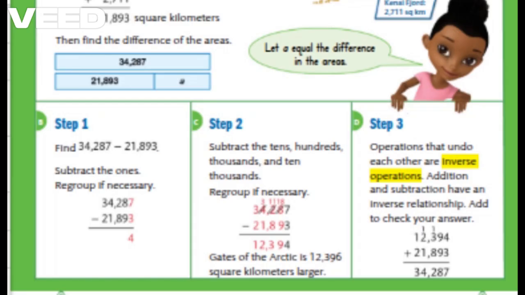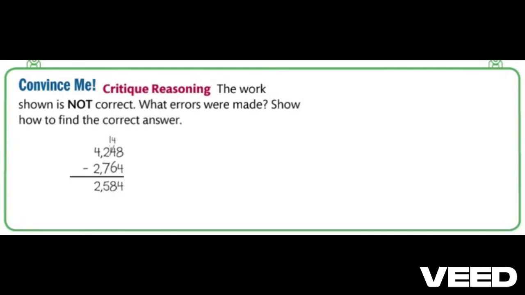But 4 minus 6 we cannot do. So it seems like the step of turning the 4 into 14 was correct. I know we need to add 10 to 4, and 10 plus 4 is 14. But it seems like the person solving this problem forgot to change the 2 into a 1. Remember, regrouping involves making one number lower by 1 and the other number higher by 10. So we need that 2 to become a 1.